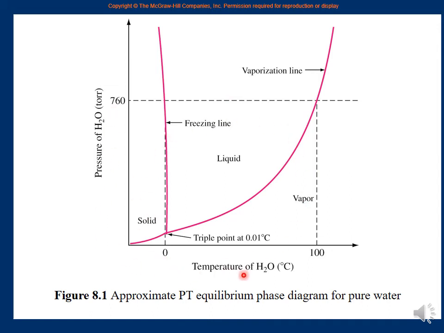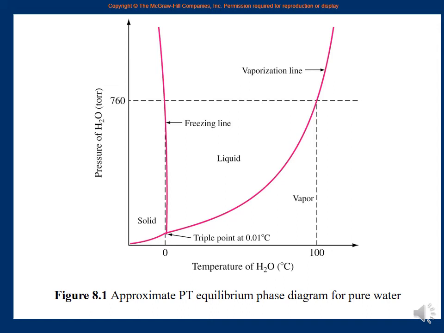So you see, this whole diagram is the phase diagram. Pressure on one side, temperature on the other side. This line is the line between solid and liquid phases. This line is the phase line between liquid and vapor. So this whole diagram is the phase diagram of water.